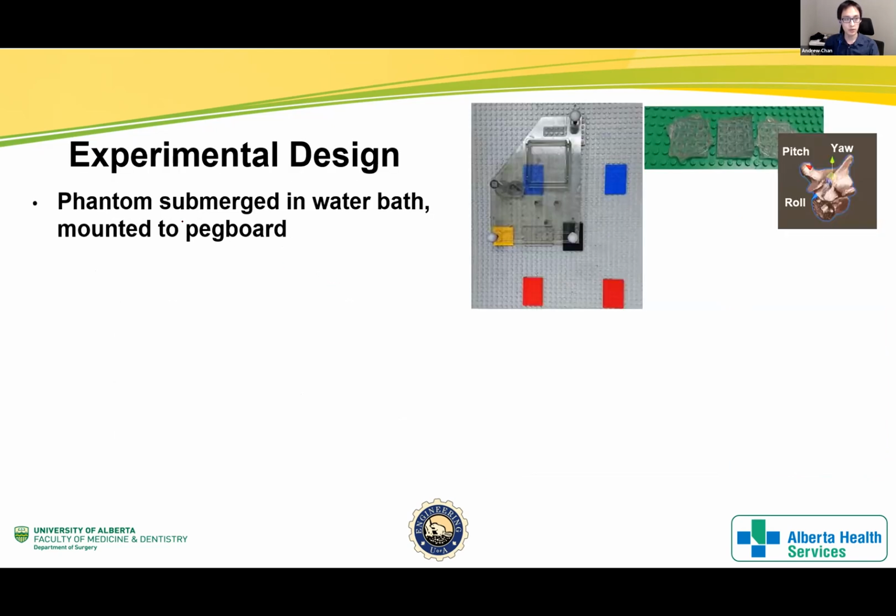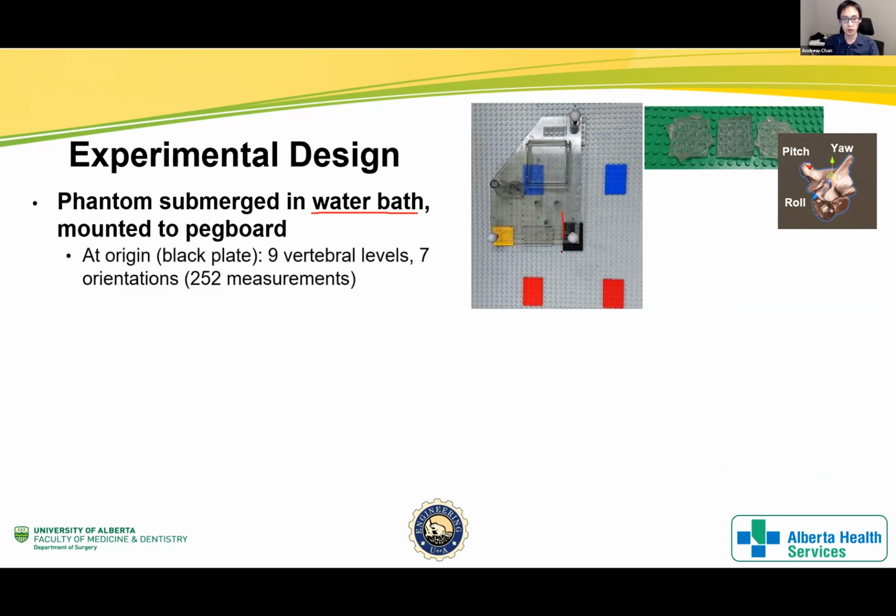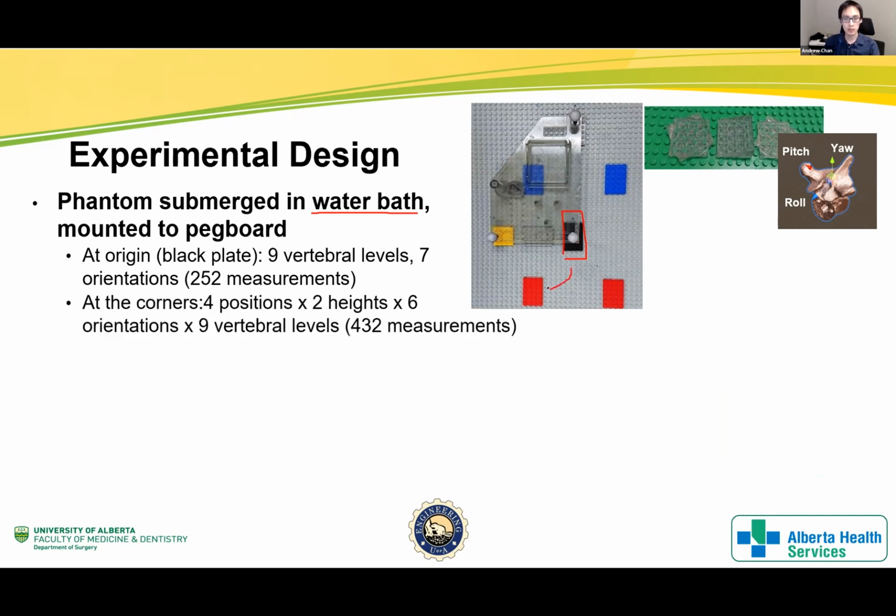So in our study, the phantom would be submerged in a water bath. In the OR, the spinal cavity would be filled with saline, and we tried that in the OR a few times. We mount this phantom to the pegboard, and then at the origin, we tested 9 different vertebral levels for this patient, and then 7 orientations. So we oriented the vertebra in roll, pitch, and yaw in both directions, as well as neutral. And then we also randomized placing it at the corners at different heights, and also at different orientations for all 9 vertebral levels. So in total, we had around 680 measurements for our study.